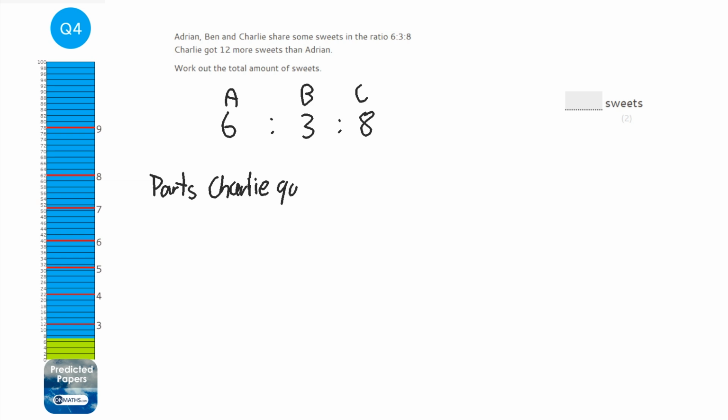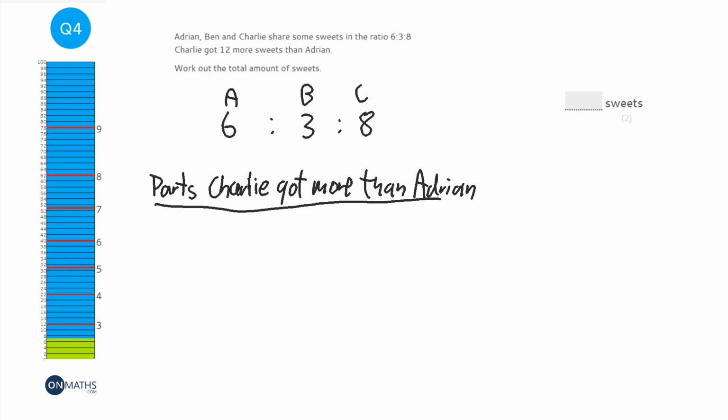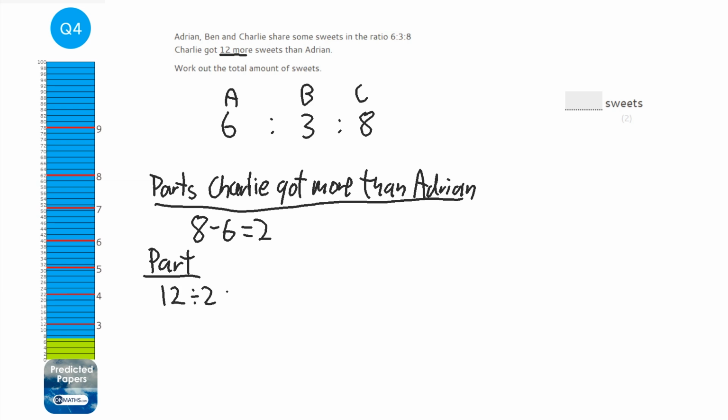got more than Adrian. Okay, so he got 8 take away 6 is 2. So he got 2 more parts. And so let's have a look and see what 1 part is worth. So those 2 parts equates to 12 more sweets. So we do 12 divided by 2, 6. So each part is worth 6 sweets.